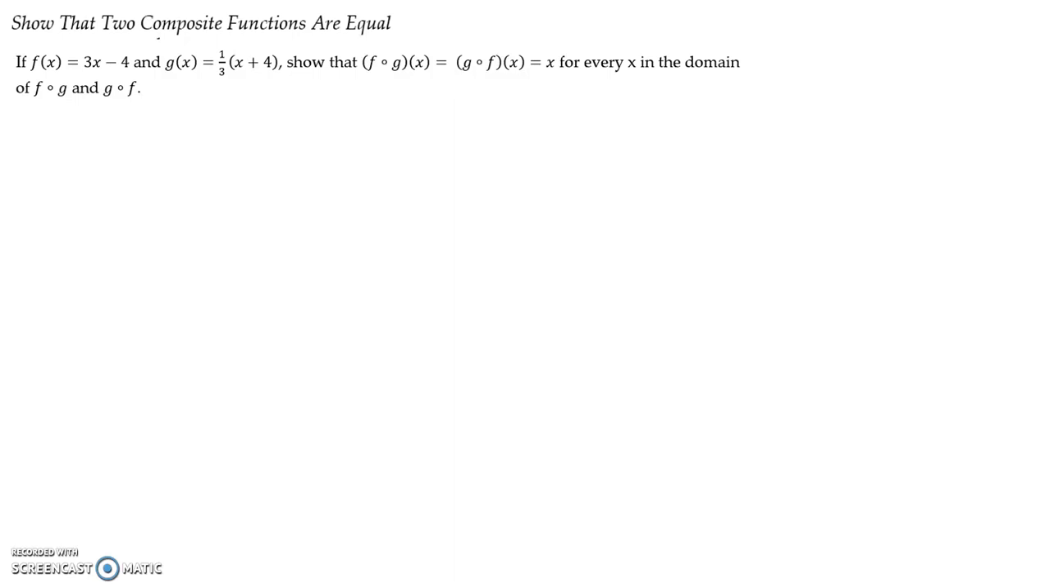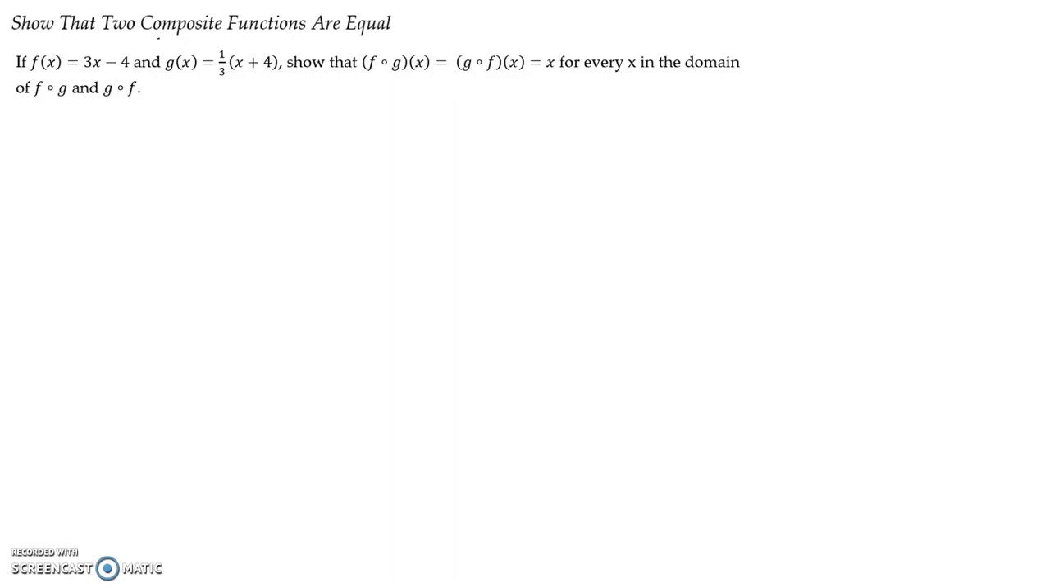In this next example, we're going to be working with two functions. We have f of x equals 3x minus 4, and we have our function g of x, which is 1/3 times the quantity x plus 4. And we want to go ahead and work with these composition of functions. We have f follows g of x, and we also have the function g follows f of x. And we want to go ahead and show that both of these composite functions are going to come out to equal x when we're done.